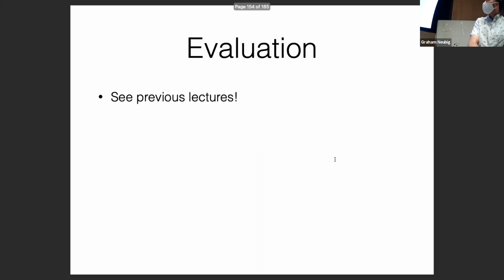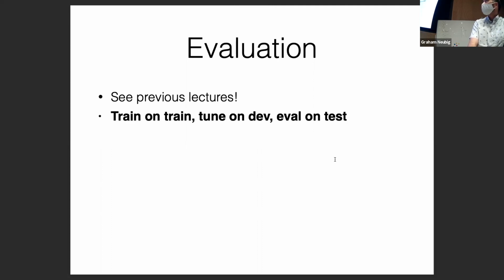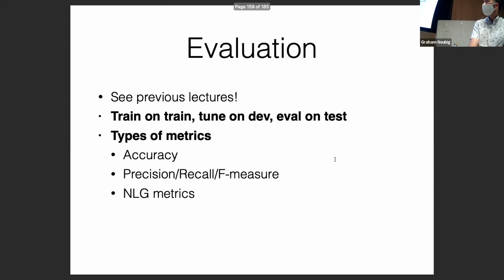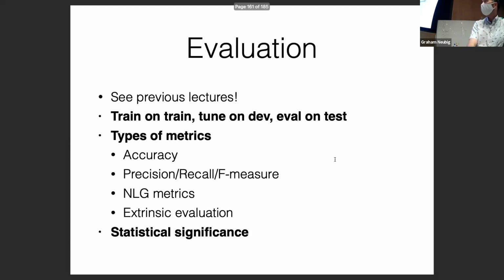For evaluation, I already talked about this a lot in previous lectures, evaluating NLG models and so on. Train on train, tune on dev, eval on test. There are lots of different metrics like accuracy, precision, recall, F measure, NLG metrics. Extrinsic evaluation, so see how well things work on downstream tasks, and make sure you do statistical significance. So I think I've covered all of these, so I won't cover them again here.